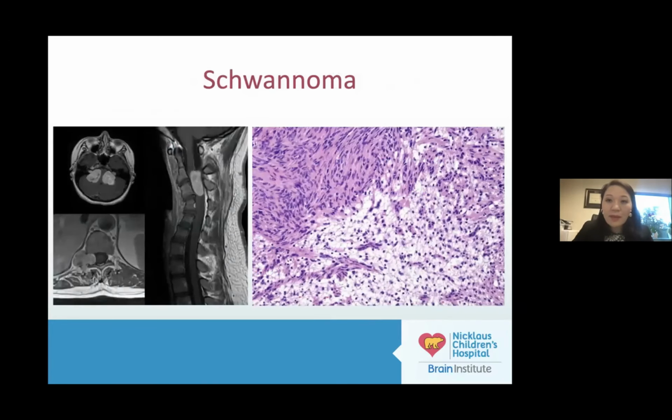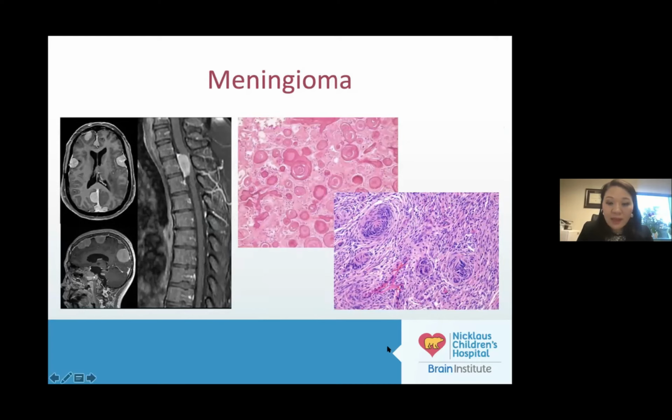These are some examples with the pathologic findings as well. This is an example of, as you can see here, bilateral vestibular schwannoma. You can obviously also have schwannomas in the spine. As you see here, there's a dumbbell schwannoma. This is a pathologic specimen of a schwannoma showing the more dense Antoni A areas as well as the more loose Antoni B areas.